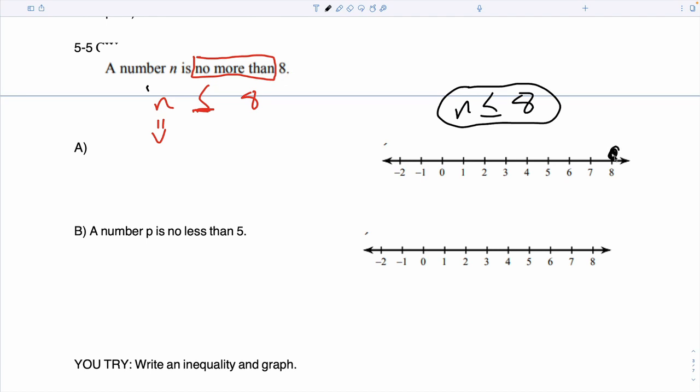Yep, closed circle. Does it go left or right? N is less than 8 would go left. N is less than 8. 7 is less than 8. 4 is less than 8. 0 is less than 8.